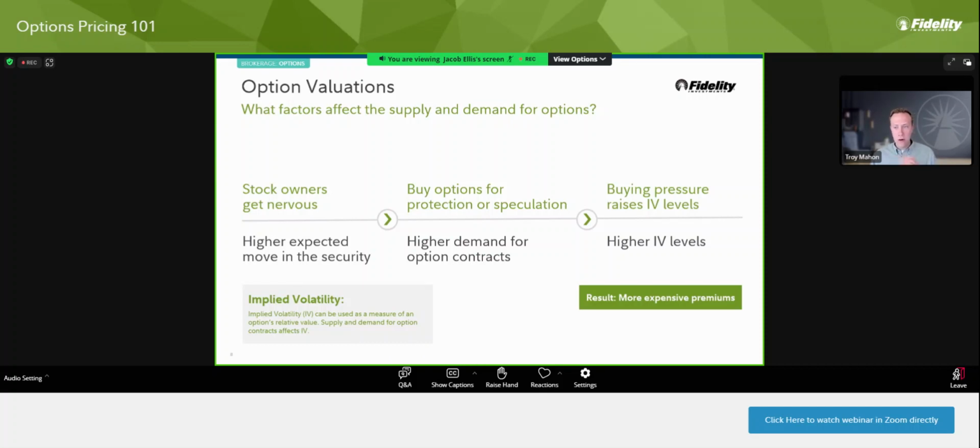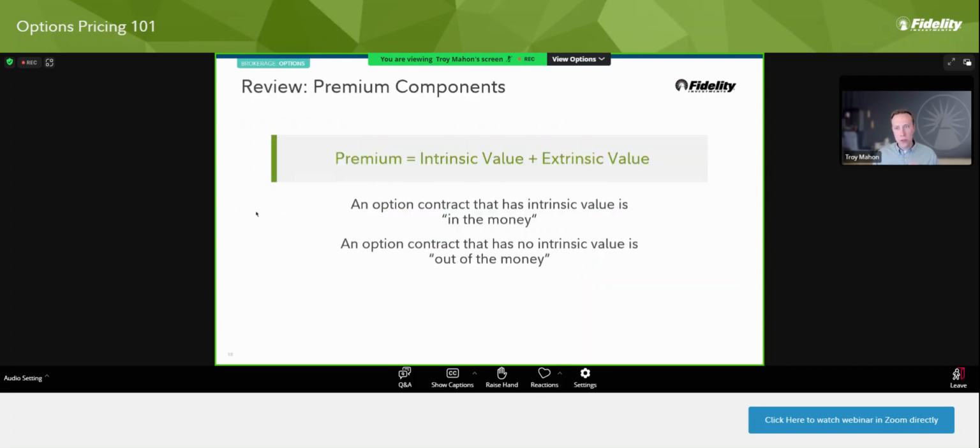Let me start with just a very basic breakdown here. At the end of the day, options have two main components to their pricing. They may have an intrinsic value portion, and all options leading up to expiration will have some amount of extrinsic value. And so this extrinsic value is really what we're going to try to understand. The intrinsic is built in. It's either there or it's not.